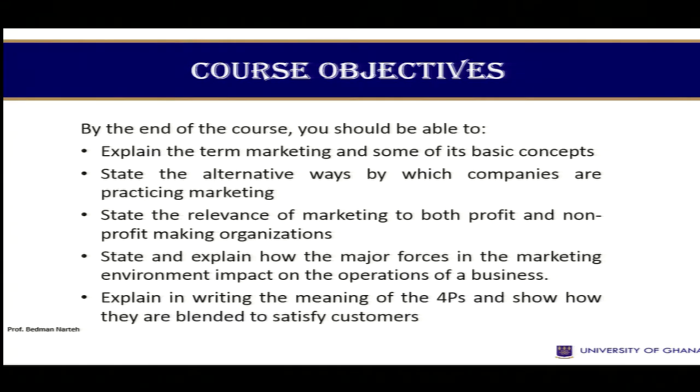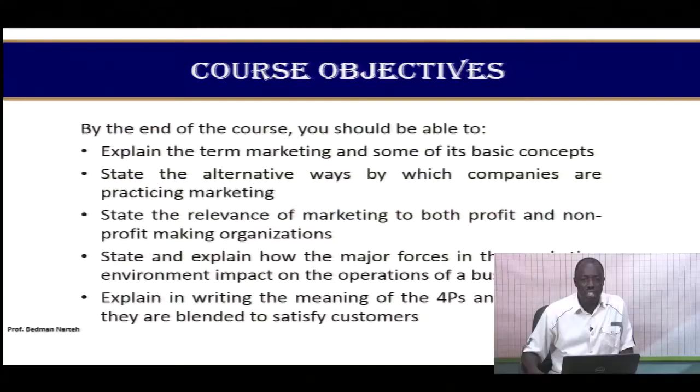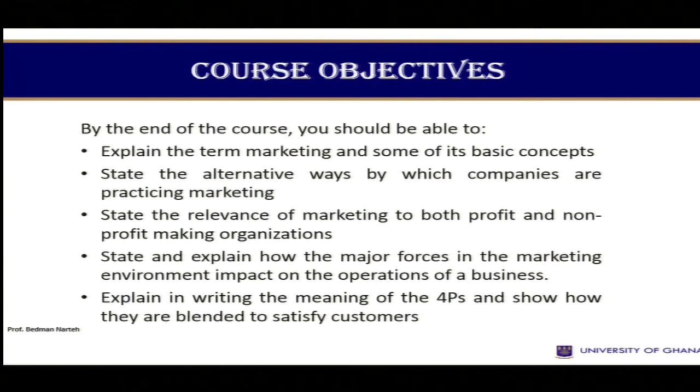I look at my course objectives. Generally, by the end of the course, you should be able to explain the term marketing and some of its basic concepts. You should also be able to state the alternative ways by which companies are practicing marketing today. You should also be able to state the relevance of marketing to both profit and non-profit making organizations. And you should state and explain how the major forces in the marketing environment impact on the operations of a business. And finally, explain in writing the meaning of the 4 Ps and show how they are blended to satisfy customers.